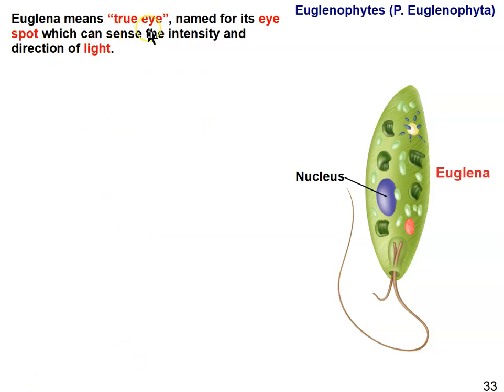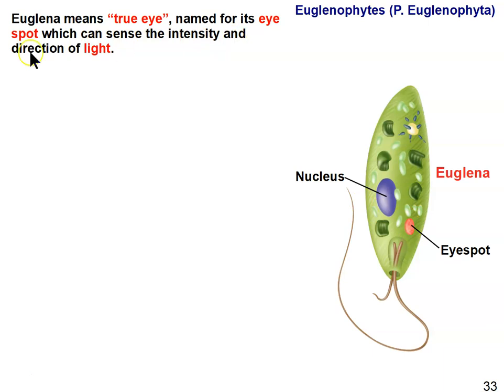And again, Euglena means true eye, named for its eye spot. So let's go ahead and label that. There's the eye spot. Really what you're seeing when you're looking at the eye spot on Euglena is actually a pigment shield over the eye spot to help protect the eye spot and shield it from light, and also allow the organism to sense the direction of light. So that's what it's really good for.